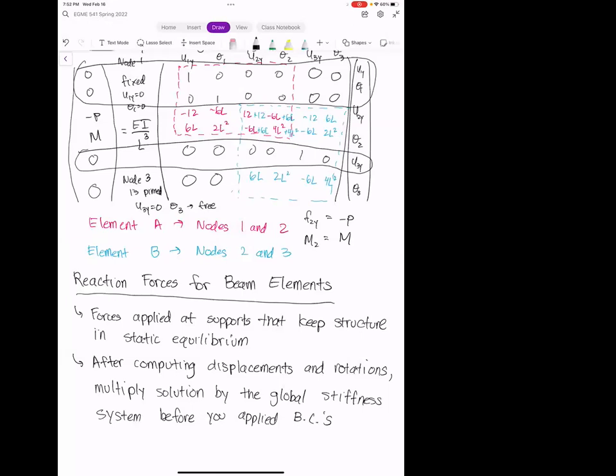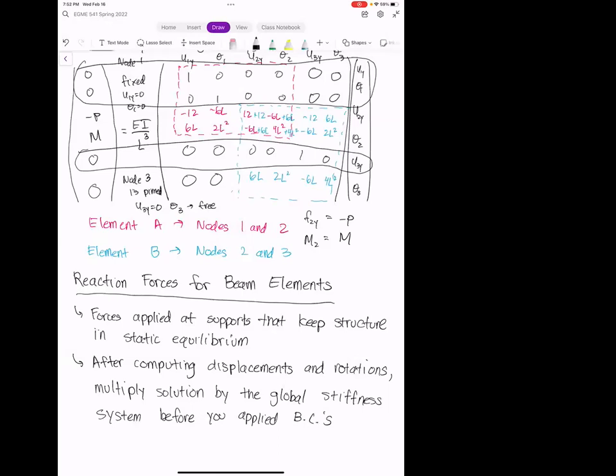And so they work in kind of the same way. And usually, even if the problem doesn't ask you to do it, it's not a bad idea to compute your reaction forces, because they're a good way to sanity check your results.